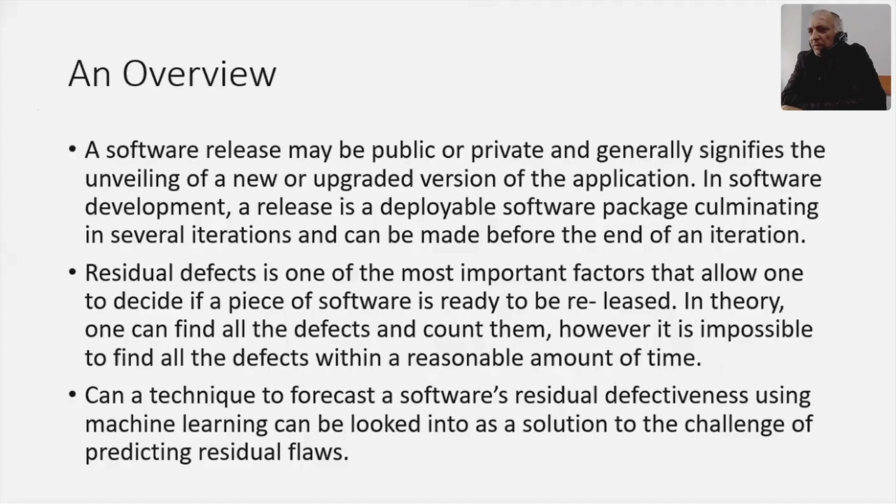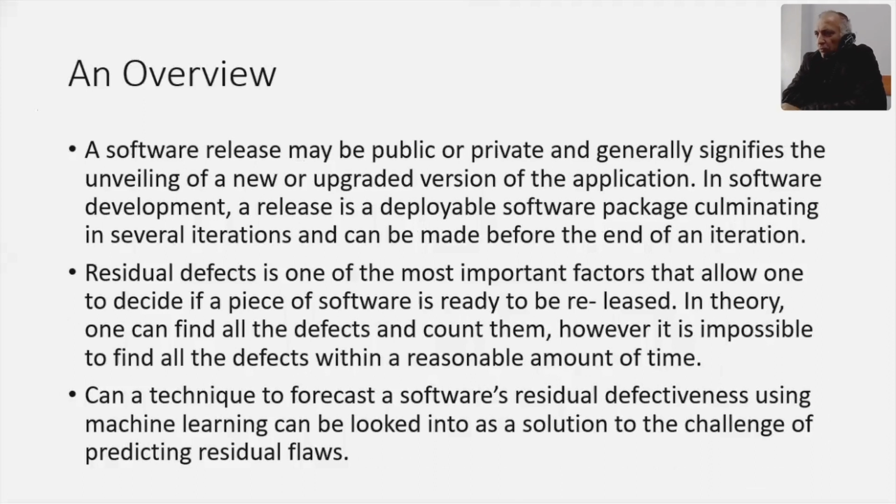Basically, a software release may be public or private and generally signifies the unveiling of a new or upgraded version of the application. So in software development, the release is a deployable software package, and mostly it is by the big software houses. Several iterations can be made before the end of another iteration to follow. Obviously, that means it's going to be in release form: version 1, version 2, version 3, whatever.